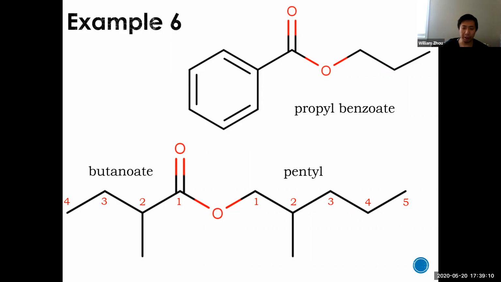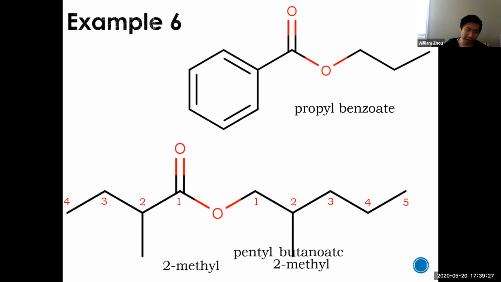Well, they're both on carbon 2 and they're methyl, so that's a 2-methyl and that's a 2-methyl. Okay, now here is where it gets kind of weird. You have to put them together, and you have to separate the 2 branches because they're found on 2 separate carbon chains. You can't combine them.